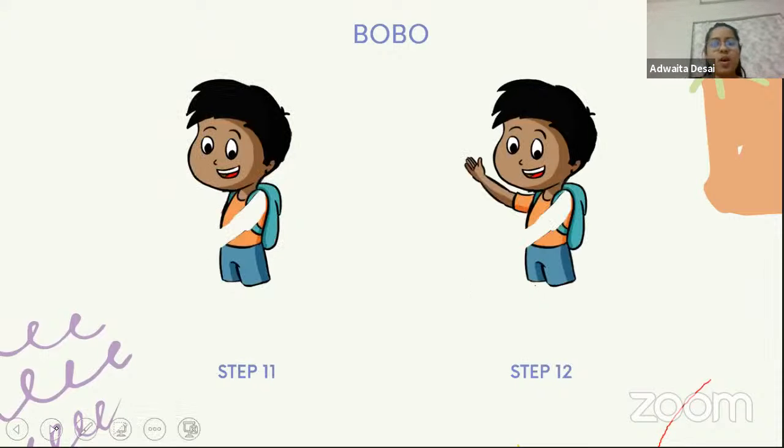Let us go to the next one. Bobo's back color is slightly green, shirt is orange, and pant is blue. Let us do that.